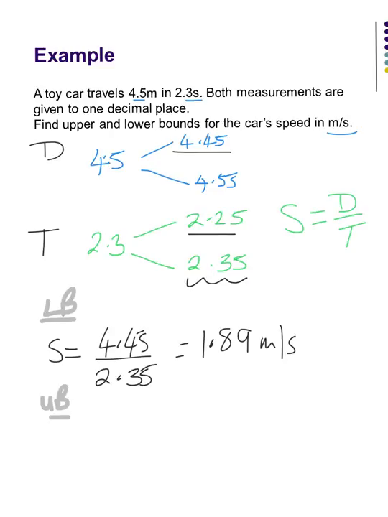And if I now do my upper bound for speed, the upper bound is going to be speed. I want the largest distance, so 4.55, divided by the smallest time, 2.25, which will give me 2.02 metres per second.